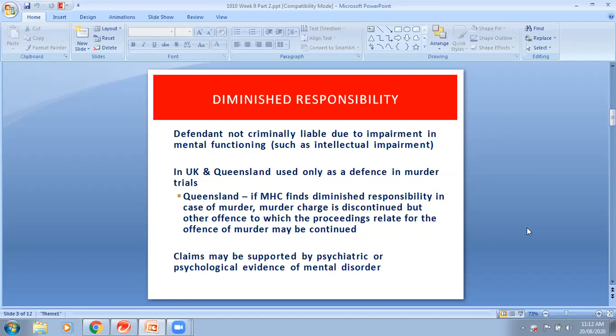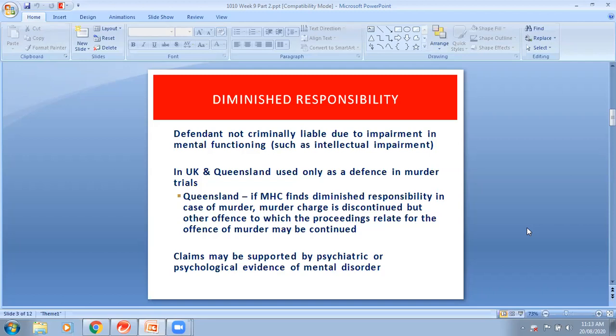Diminished responsibility. The defendant not criminally liable due to an impairment in mental functioning. So they were in a state of abnormality of mind such that they could not understand that what they were doing was wrong. Diminished responsibility in the UK and in Queensland can only be used as a defence in murder trials. So if the mental health court finds diminished responsibility in a case of murder, that charge will be discontinued, but other offences to which the proceedings relate may be continued. So the charges may be dropped to manslaughter.